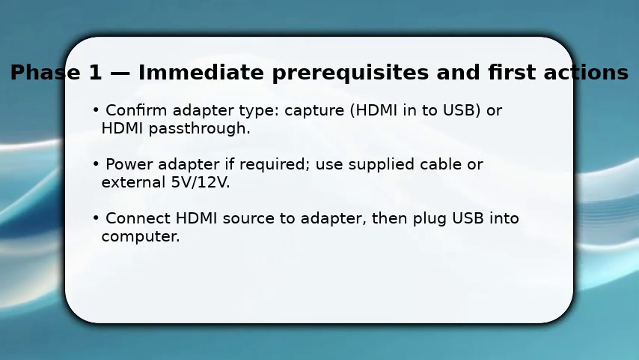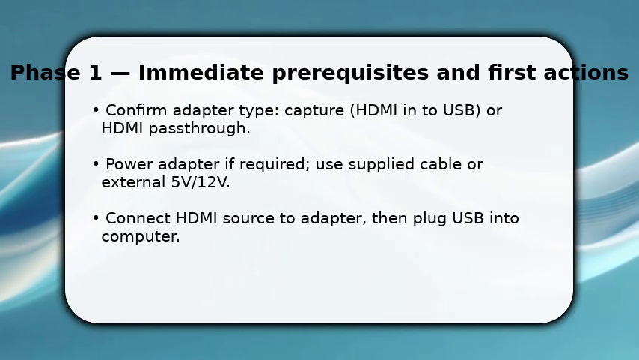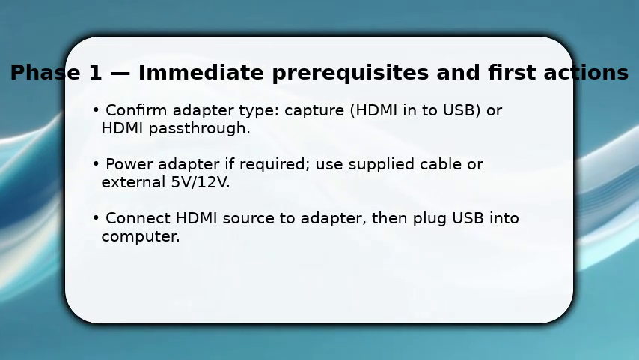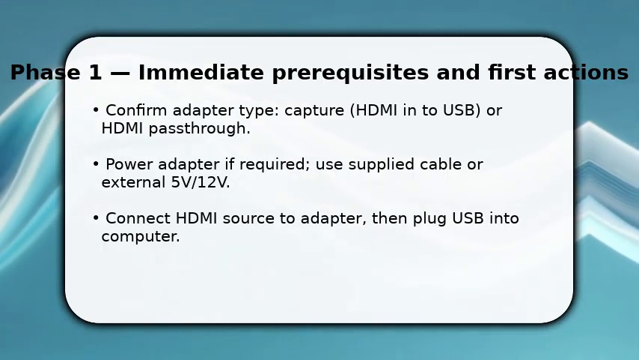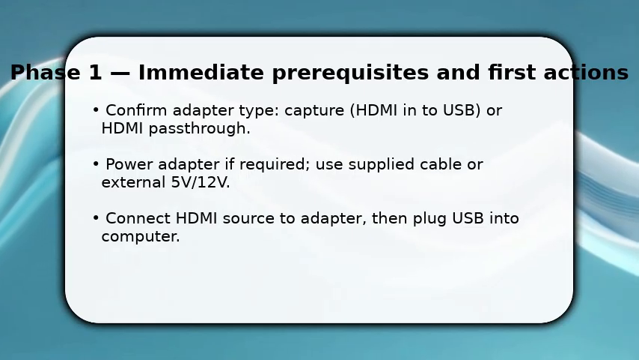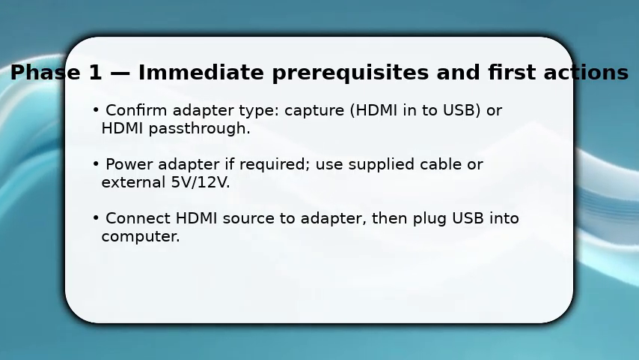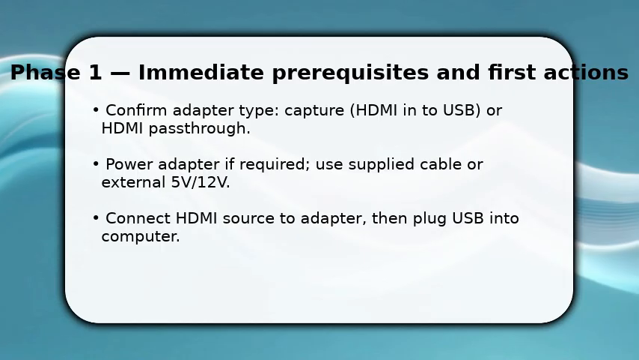You start by confirming the adapter is a capture device, not just a cable. That matters because capture devices digitize video. Once done, power the adapter if it needs external power, then plug the HDMI source into the adapter and connect the USB to your computer.